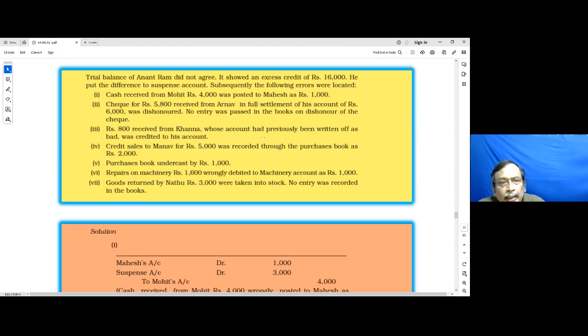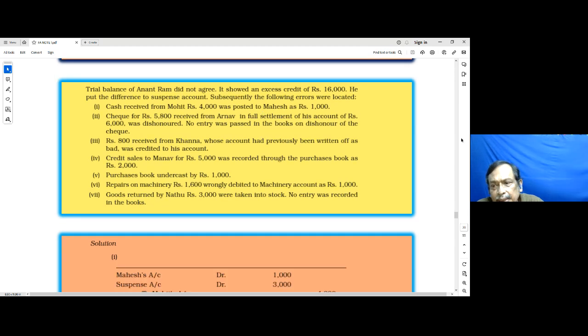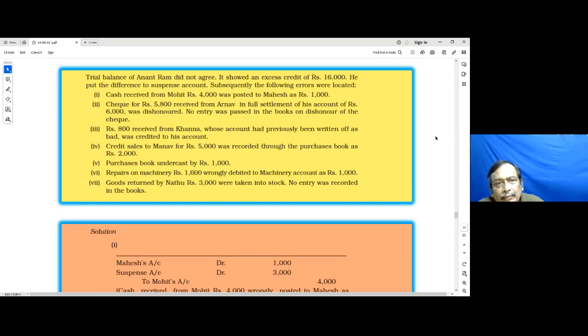Okay, now another question we are coming. Trial balance of Anantaram did not agree. It showed an excess credit of rupees 16,000. Mind this, he put the difference to suspense account. Subsequently, the following errors are located.